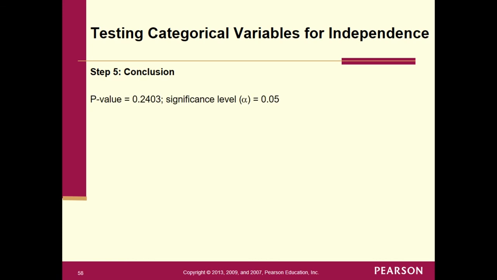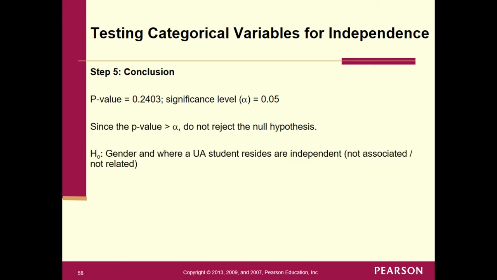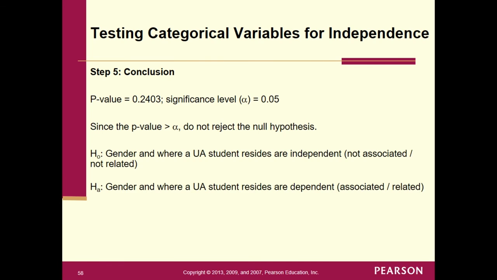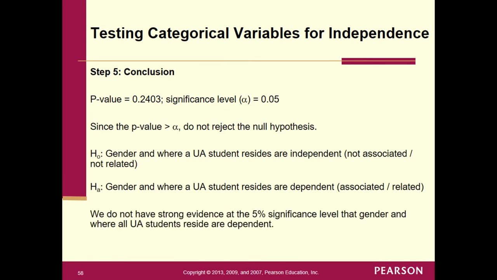All right, conclusion. P-value is 0.2403. That's greater than 0.05, our significance level in the test. So do not reject the null. And just to remind you what was in the null and the alternative. So we do not have strong evidence at the 5% significance level that gender and where all UA students reside are dependent.